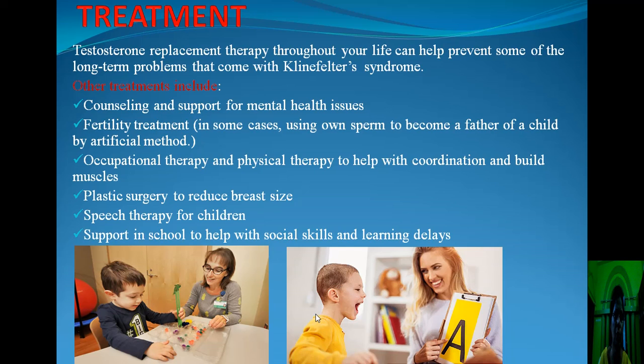Other treatments include counseling and support for mental health issues, and fertility treatment. In some cases, the person's sperm is collected and artificially fertilized to form the zygote. Then the zygote can develop into a child. This method is known as the artificial method. Next come occupational therapy or physical therapy to help with coordination and build muscles.